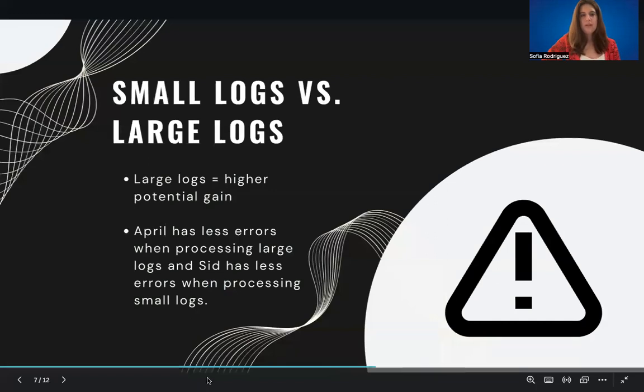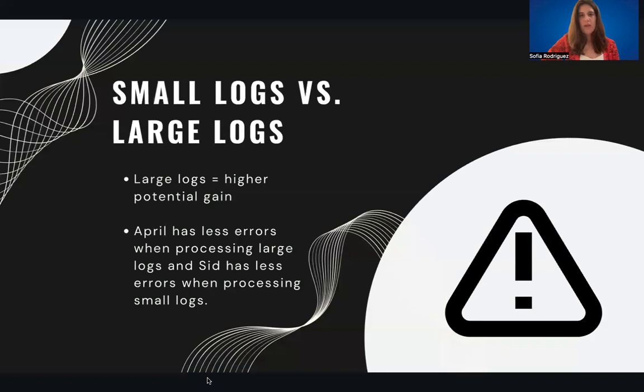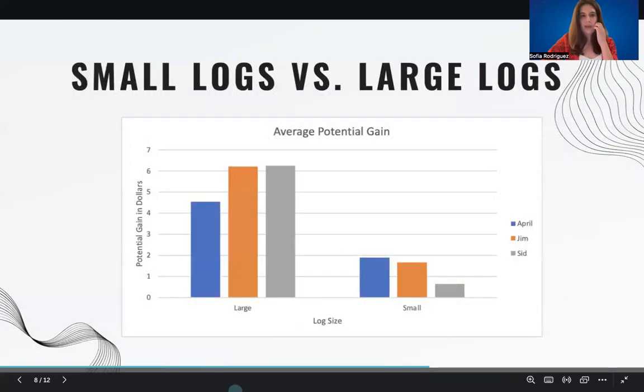As far as small logs versus large logs, all 3 operators have a higher average potential gain when processing large logs and a lower potential gain when processing small logs. In other words, there are more errors when they process large logs and fewer errors when they process small logs. In this next slide, we see a visual. From this, we see that April has fewer errors when processing larger logs, and Sid has the fewest errors when processing small logs.